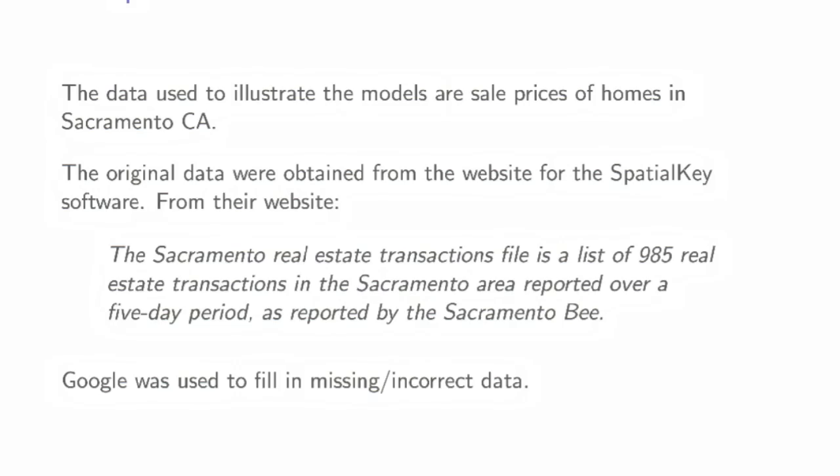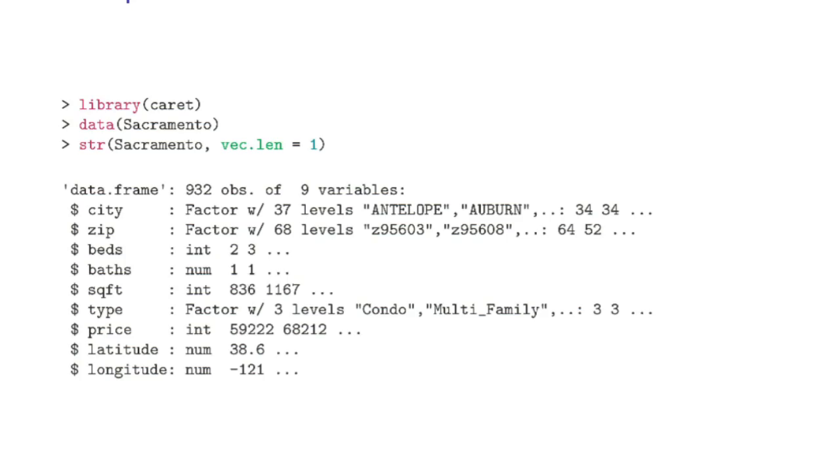In the next version of caret, you can load it. It's called Sacramento. When you look at it, first the outcome is price, in dollars. There is the city it was in and the zip code, which are probably pretty similar. The number of bedrooms, number of bathrooms, the reported square footage. They had the type of house, which only had 3 different levels; you can see 2 of them there. And then you can see longitude and latitude. So one might say, can I predict, based on all these things I know about a house, what its sale price would be? That's what I'll use as an example for the talk today.